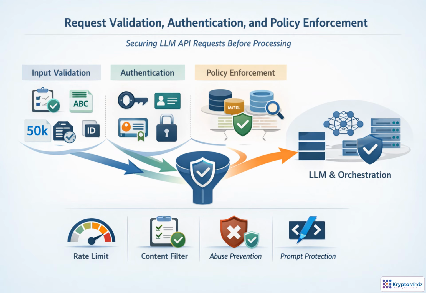Before any request reaches the LLM, treat it as untrusted input crossing a security boundary. Start by validating structure, required fields, token size, file types, language, tenant ID, and user permissions. Then confirm the caller's identity using OAuth, OIDC, API keys, service accounts, or mutual TLS. Next, enforce authorization, which features, data, models, and tools this caller is allowed to use. Finally, apply abuse controls such as rate limits, quotas, content filtering, and prompt injection screening. This gateway reduces risk before orchestration begins.